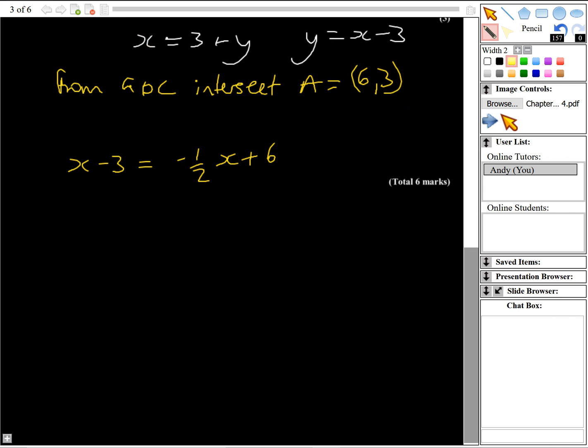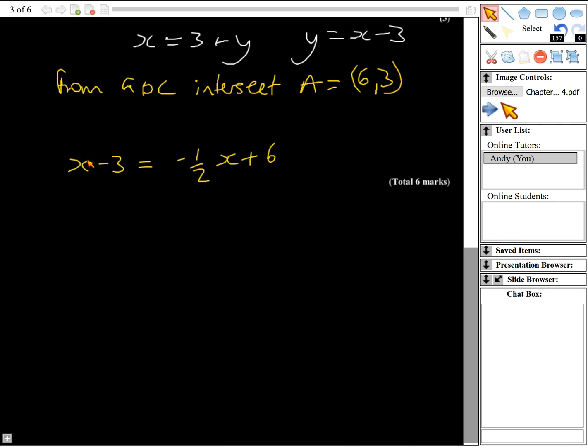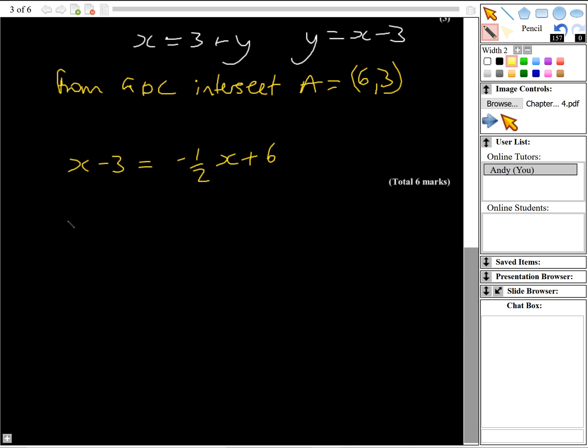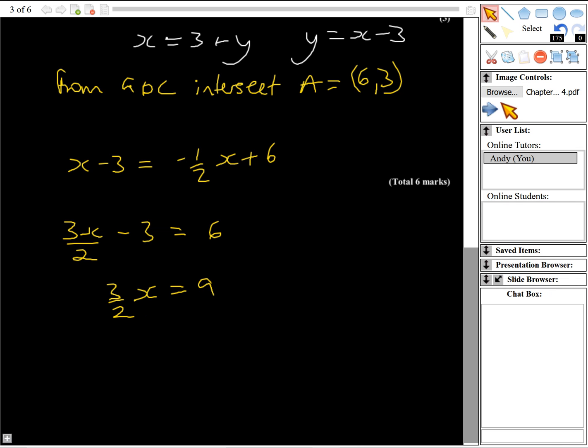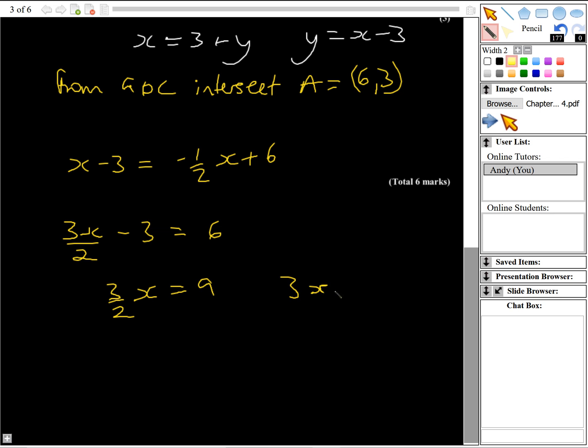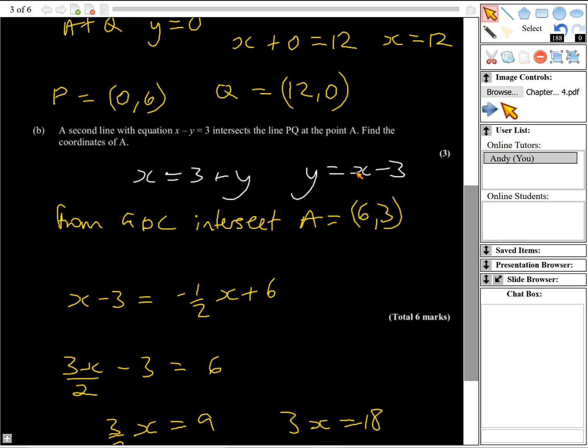So what I would do next is to add this minus a half x to both sides so I get my x's together. So I've got 1x here, and I add another half x, so I would get 3x over 2, or 1.5x if I wanted to, minus 3 is equal to 6. Then I would add 3 to both sides, so I'd get 3 over 2 x is equal to 9. Then I'd multiply this by 2. So I'd get 3x is equal to 18, and then divide by 3, and I'd get x is equal to 6. Once I have x is equal to 6, I can then substitute it back into either of these two, and if I get the same answer twice, then I know I've done it right.